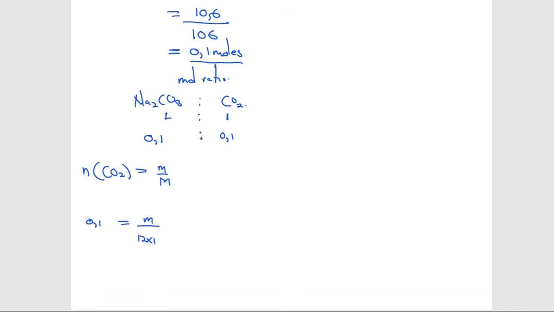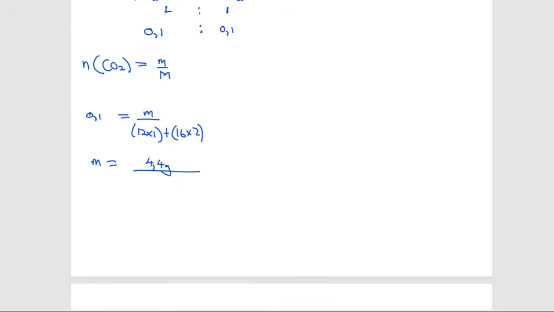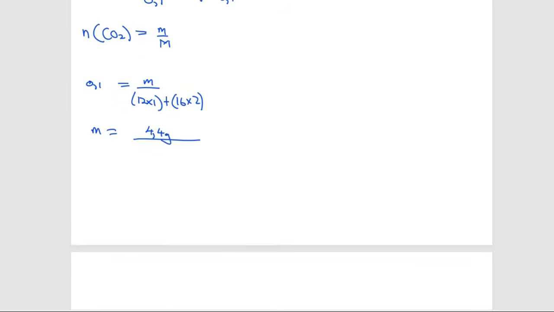So I'm going to say 12 times 1, and then plus, our oxygen is 16, then times 2, right? So if we do the molar mass, making it the subject of the formula, we cross multiply. So it's going to be 0,1 multiplied by 44. Therefore, we're going to get a value of what? 4,4 grams. So this is the mass of what? Of carbon dioxide that is going to be produced there.